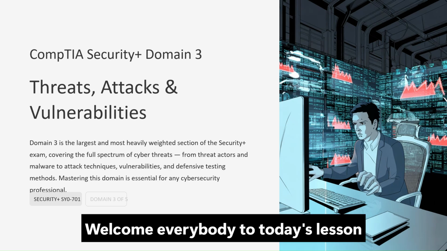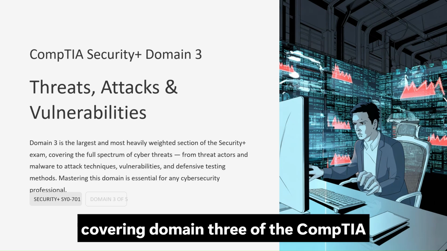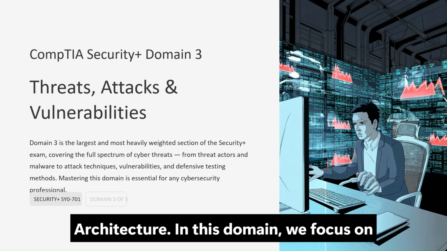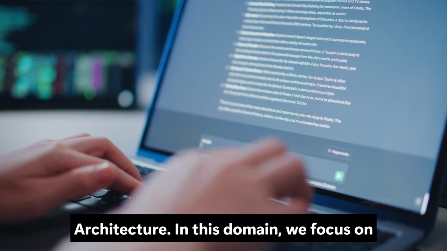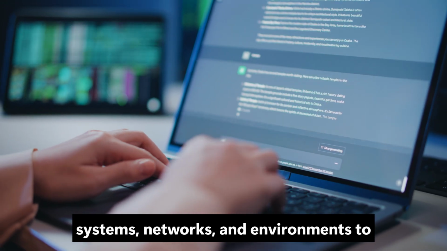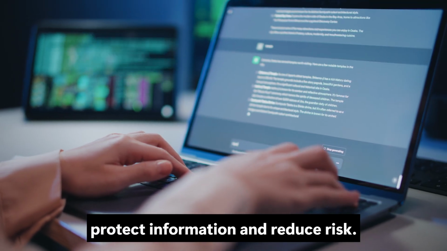Welcome everybody to today's lesson covering Domain 3 of the CompTIA Security Plus certification, Security Architecture. In this domain, we focus on how organizations design secure systems, networks, and environments to protect information and reduce risk.